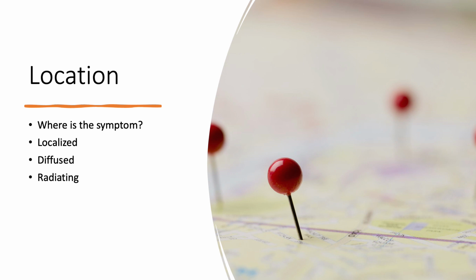Location of the symptoms. Where is it? Is it localized? Is it all over the place? Is it radiating somewhere? That's important. Somebody has abdominal pain on the right upper side radiating to the shoulder. We know this is gallbladder inflammation, we call cholecystitis. That means it is very important to understand radiating pain.